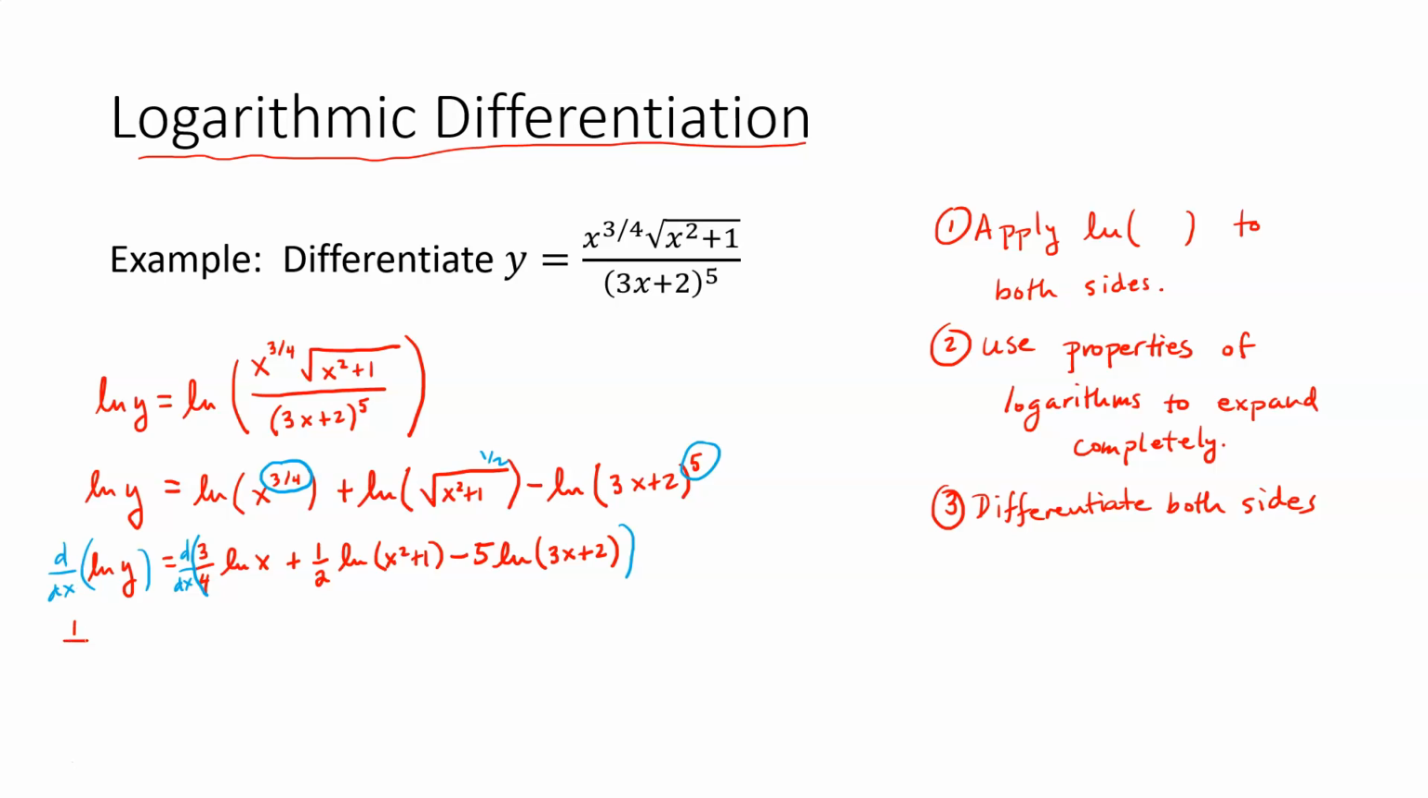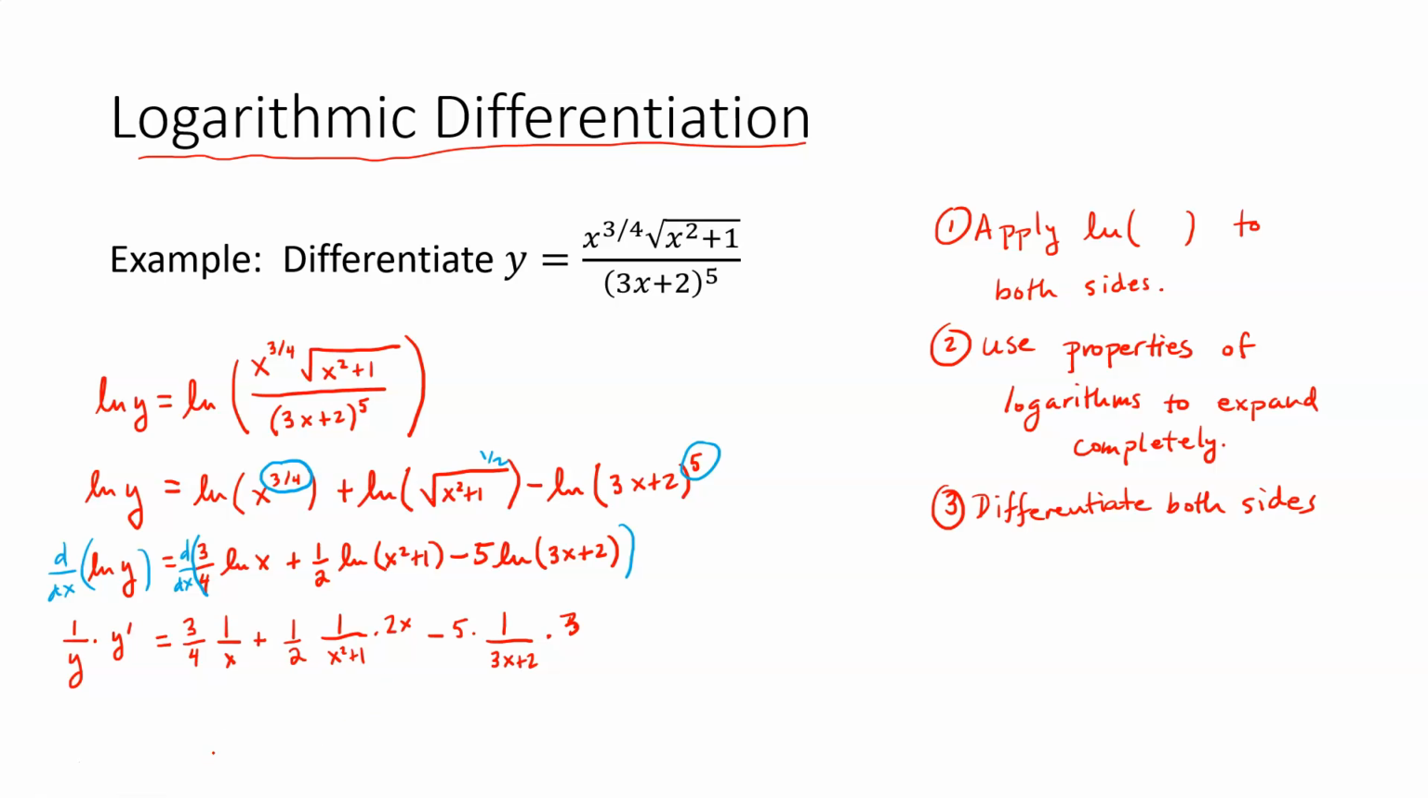So over here we'll have 1 over y times y prime, because we're doing implicit differentiation there, so there's a y prime multiplied. And then over here we'll have 3 over 4 times ln of x, which would be 1 over x when we take the derivative, plus here we'll have 1/2 times 1 over x squared plus 1 times 2x there, because we're doing the chain rule, minus 5 times 1 over 3x plus 2, and then times 3. The derivative of 3x plus 2 is 3.